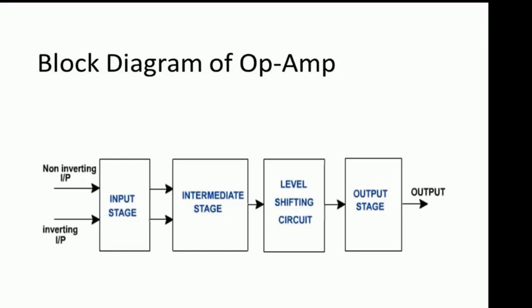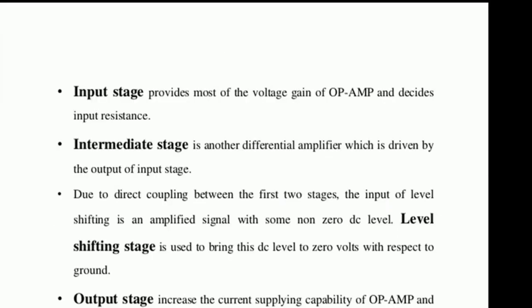The final stage is known as the output stage. This is a class B push-pull amplifier, and it increases the current capability of the op-amp, and it provides low output resistance. And the remaining part we'll see in our next video lectures.